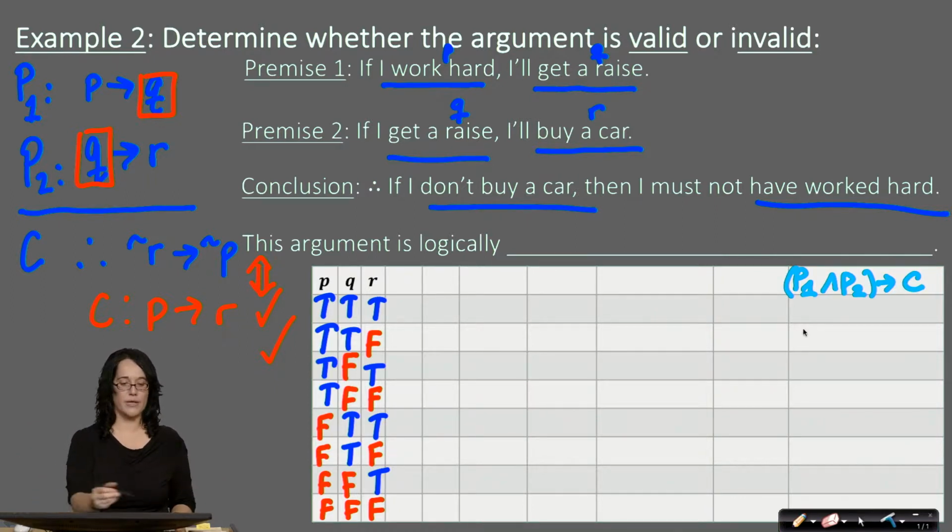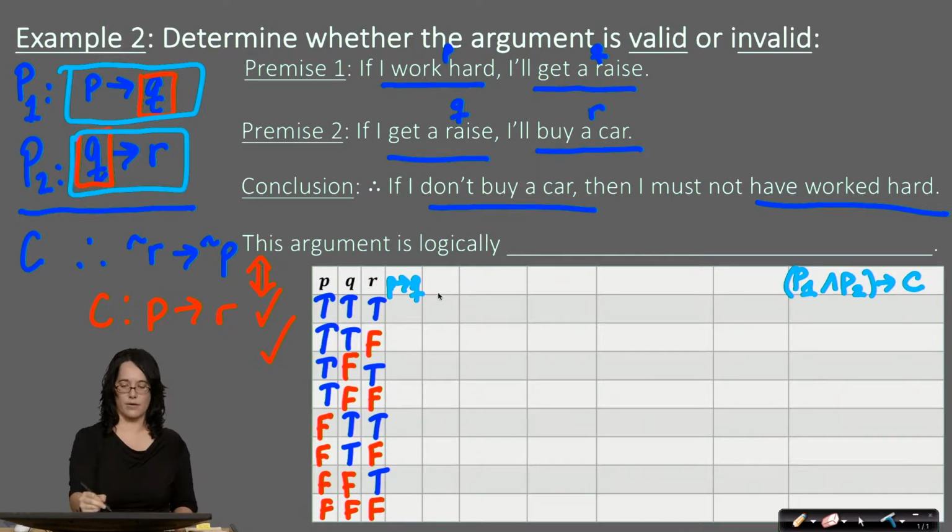For premise 1, we need if P, then Q. Okay? So for premise 1, I need if P, then Q. So that's good. For premise 2, I need if Q, then R. Okay, so this is premise 1. This is premise 2. And then I want to put them together with an and. So premise 1 and premise 2. I need to put them together. What else do I need to do? I need a conclusion column, don't I?